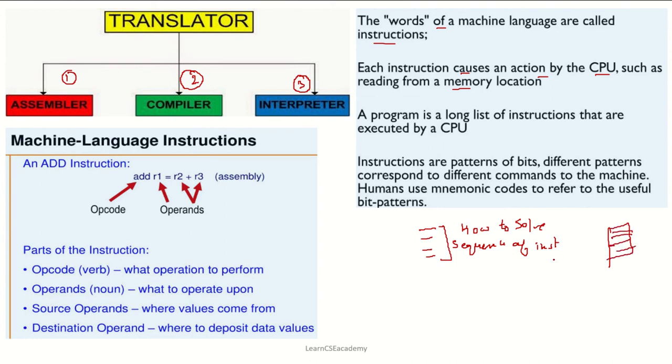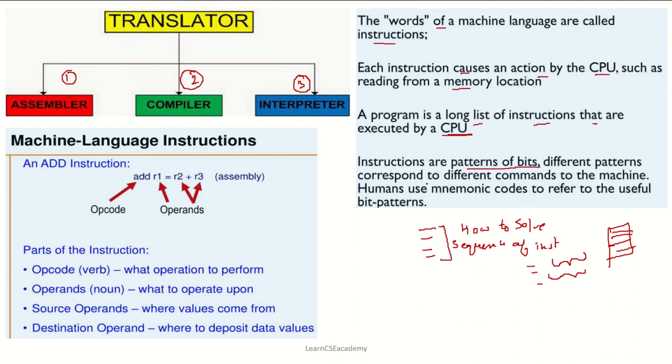In an instruction, we write a particular syntax followed by the rules of the language, and we have to follow all the rules already defined in the language. After writing the instruction and giving it to the CPU, first we have to translate that instruction into a form which our machine can easily understand. So a program is a long list of instructions which are executed by the CPU. Instructions are patterns of bits.